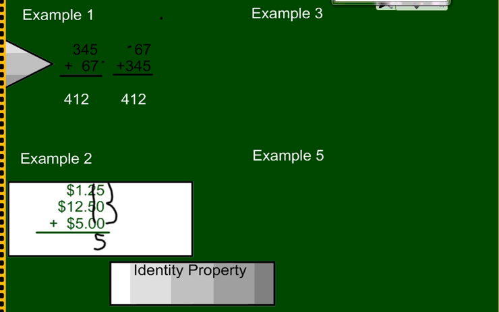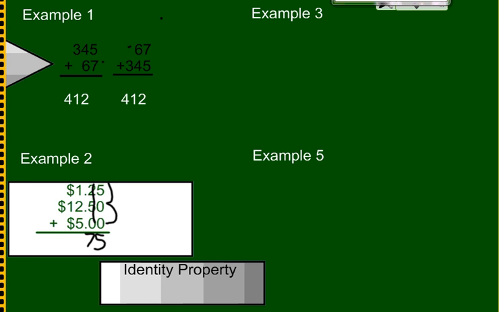2 plus 5 is 7. You didn't even add a 0. And that's where the identity property comes in. The identity property tells us that when we're adding with zeros, you're going to get the answer of the other number. So if it's 5 plus 0, you know the answer is going to be 5. And that's known as the identity property.